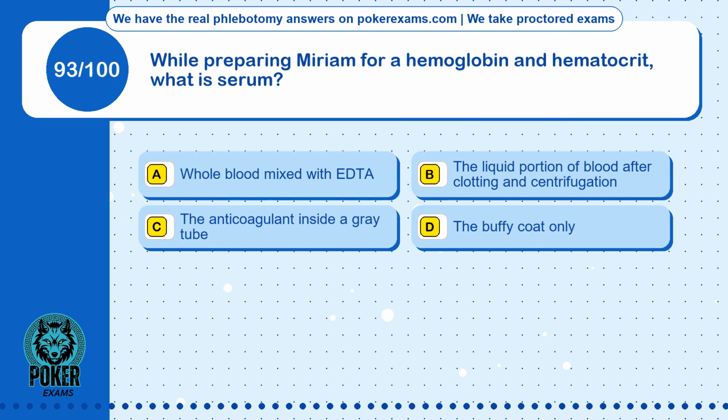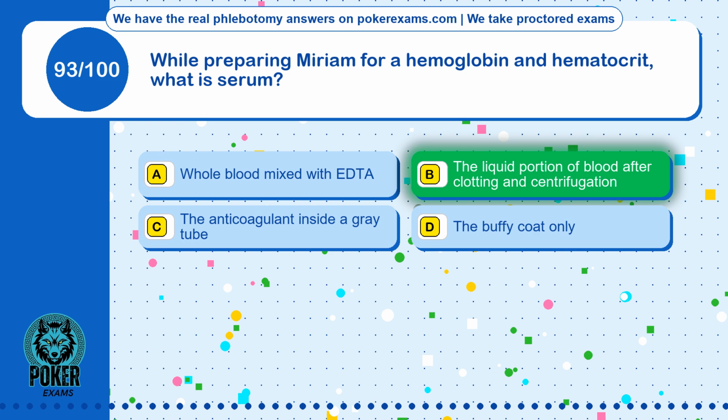Question 93. While preparing Miriam for a hemoglobin and hematocrit, what is serum? Option A, whole blood mixed with EDTA. Option B. The liquid portion of blood after clotting and centrifugation. Option C. The anticoagulant inside a gray tube. Option D. The buffy coat only.